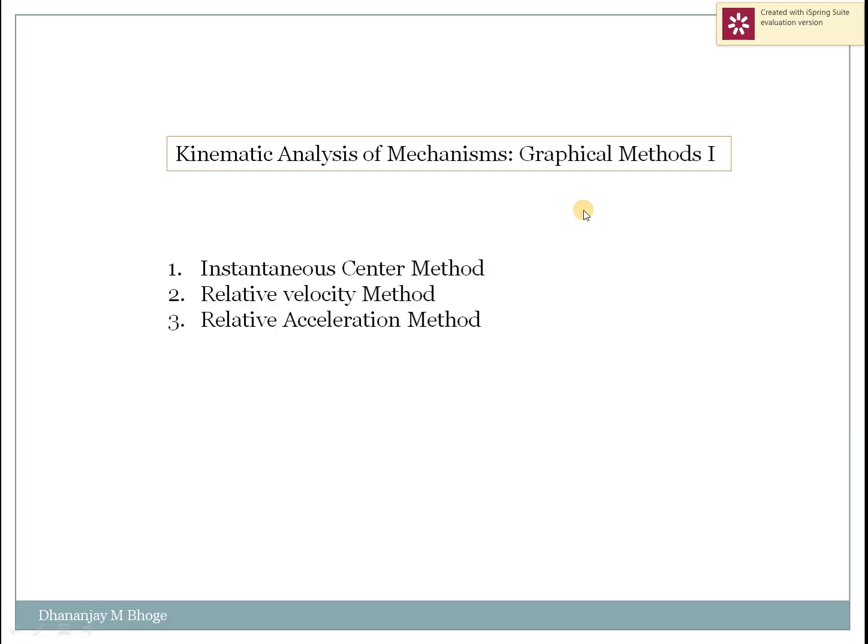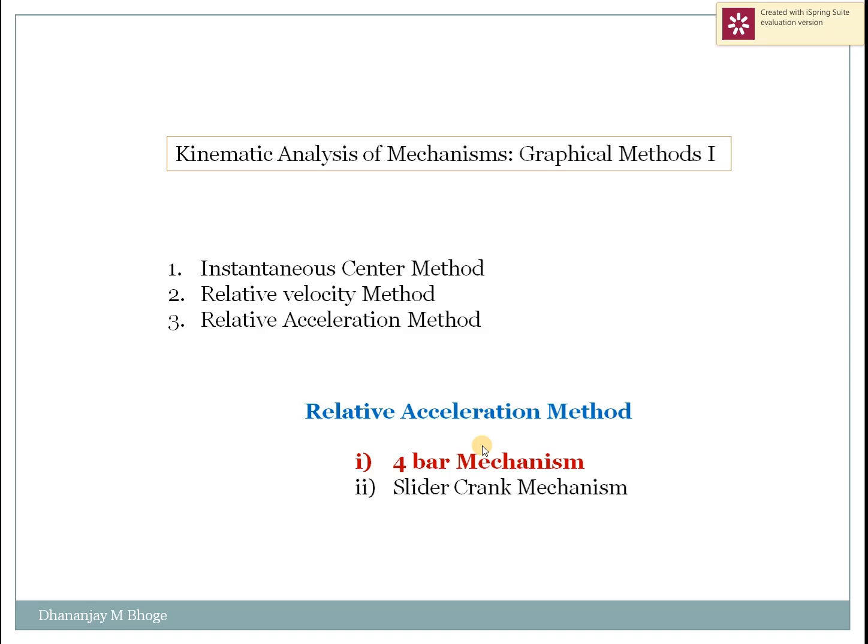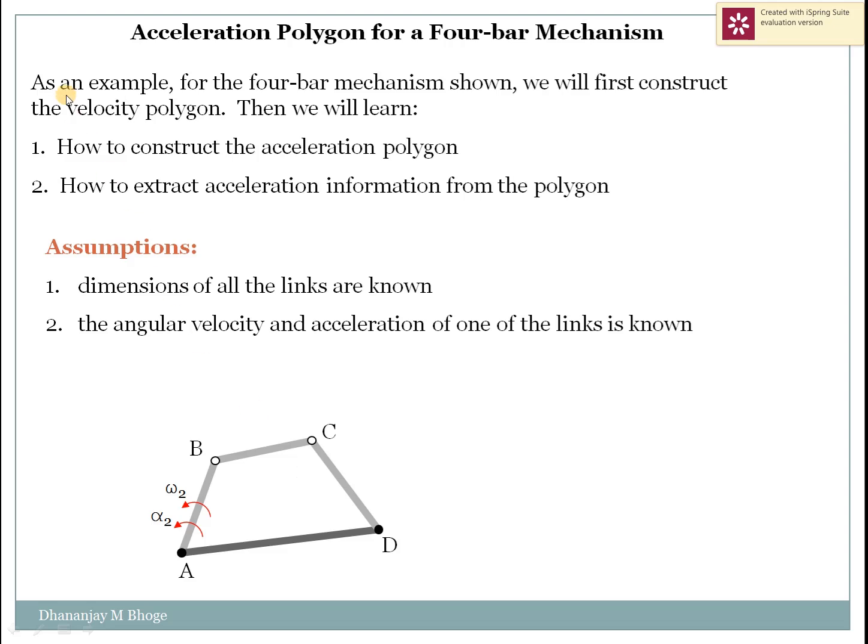In this, we are studying instantaneous center method, relative velocity method and relative acceleration method. In today's lecture, we will see relative acceleration method for 4 bar mechanism. For 4 bar mechanism, we will first construct the velocity polygon and then we will learn how to construct the acceleration polygon and how to extract the information from acceleration polygon to determine unknown accelerations of various links.